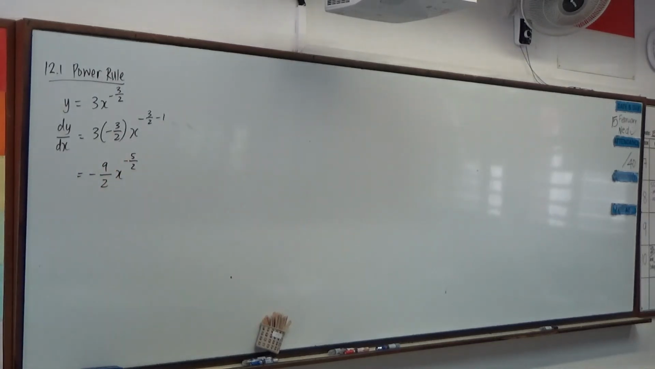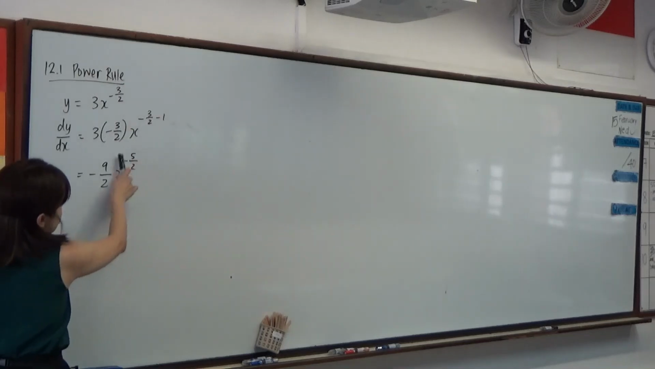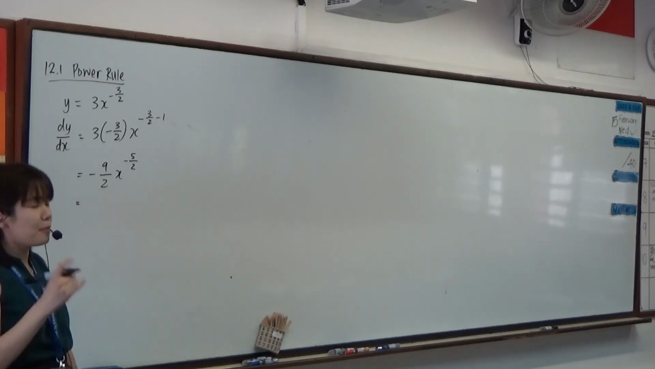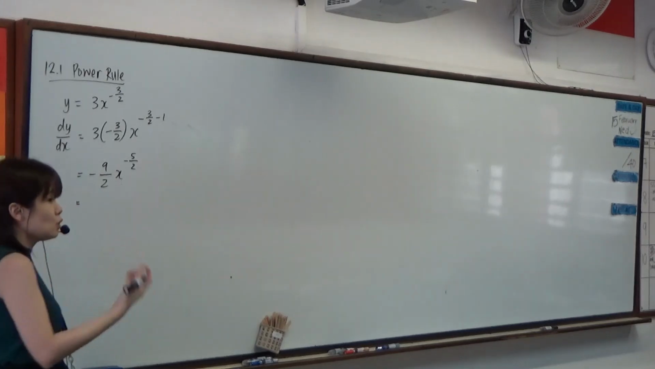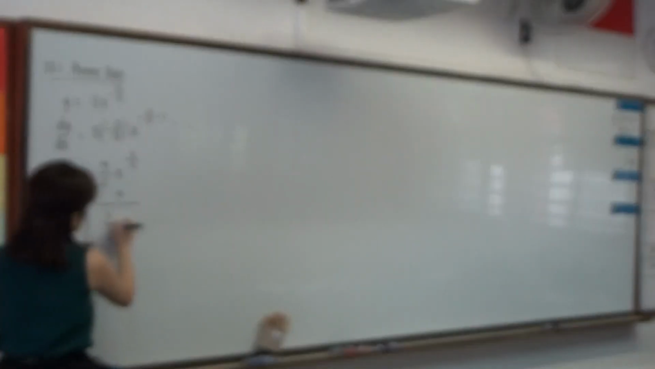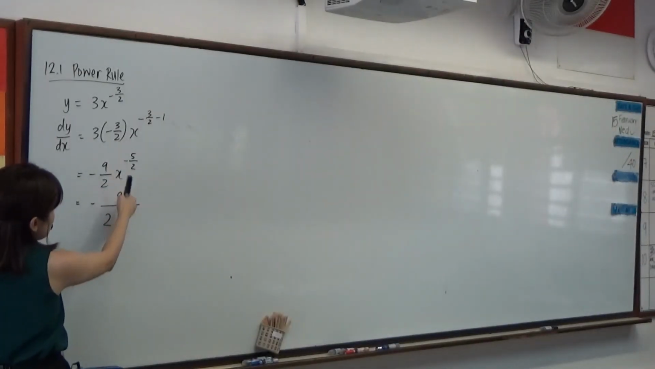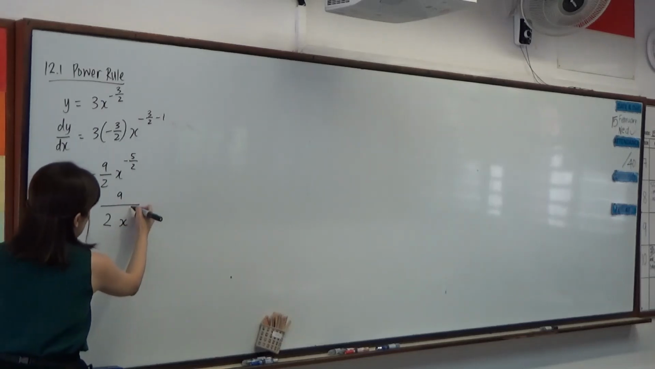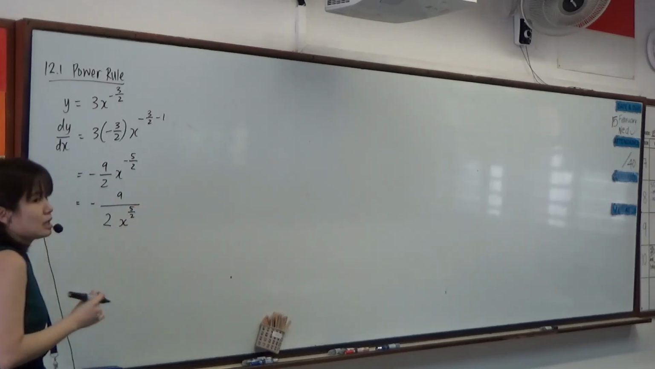Now what if the question wants you to express it in positive index form? In this case, our power itself is a negative number. If I want to express it in positive index form, which is usually the case, we have negative 9 over 2, and this x over here we need to bring down to the denominator, and I have x to the power of 5 over 2.